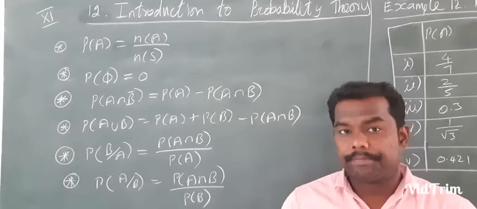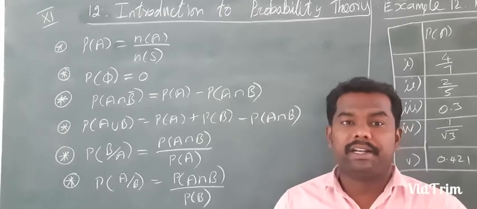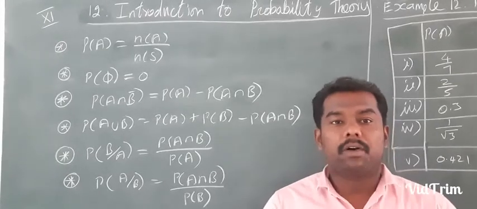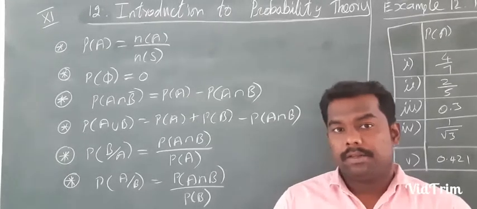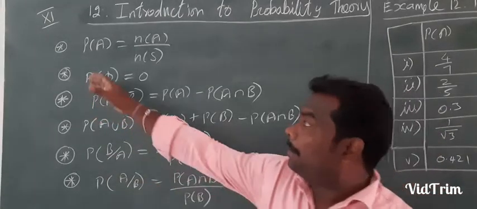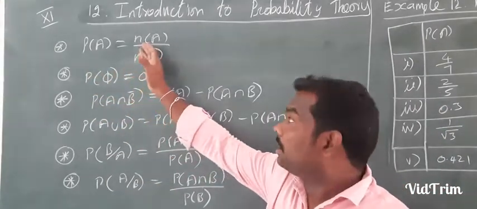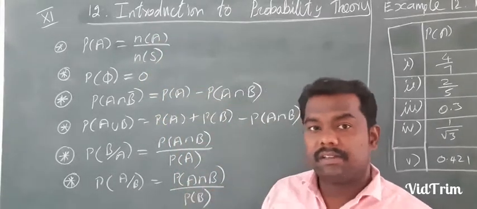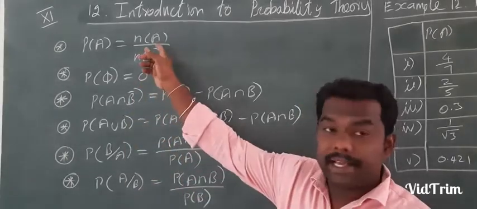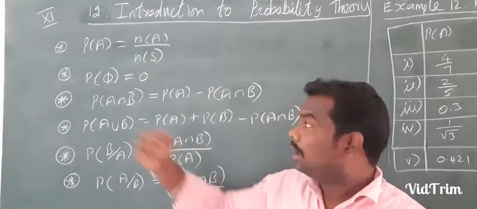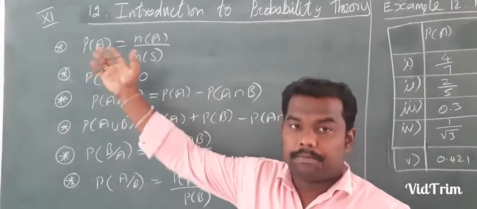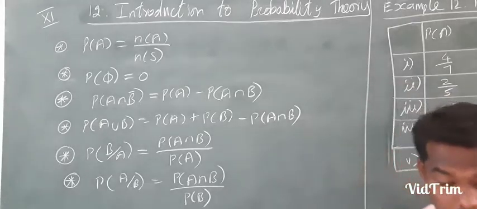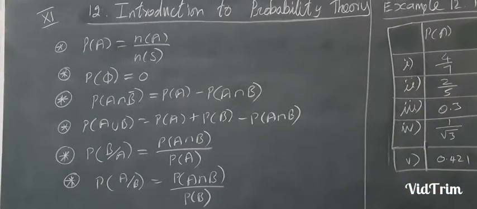Now I will say the probability of an event is equal to the favorable outcomes by the total outcomes. We denote it like this: P of A is equal to n of A by n of S. Already I told you, S means sample space and A is the favorable outcome, and the event name is A. For example, tossing coins. Let me explain.